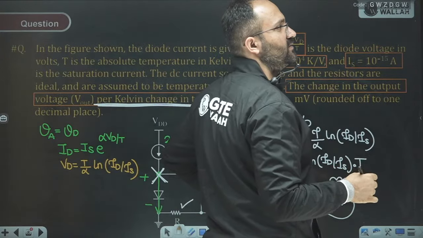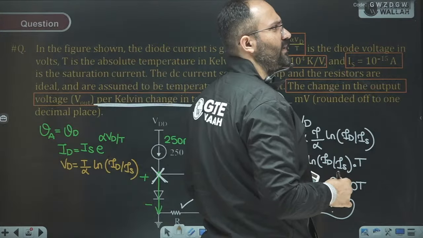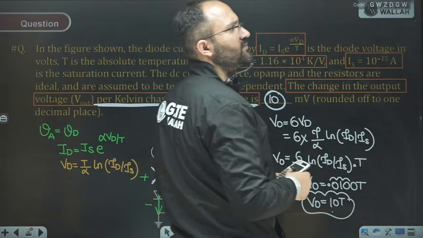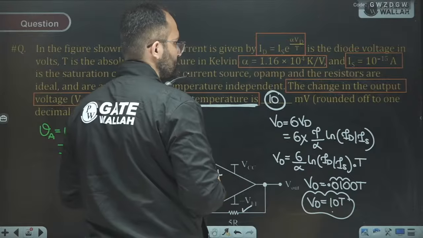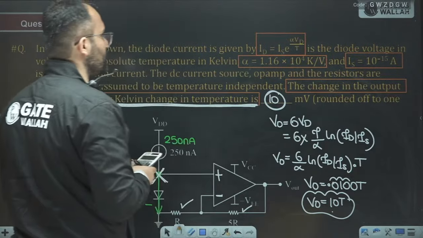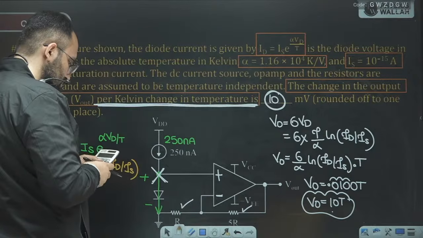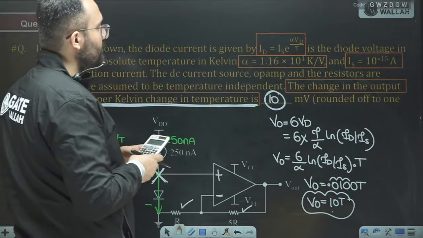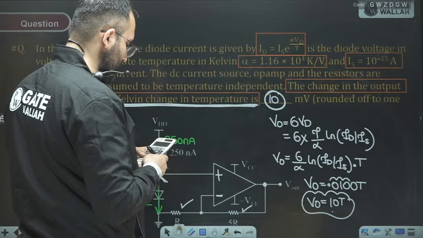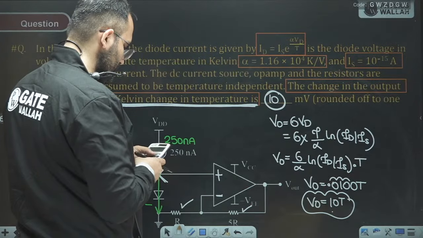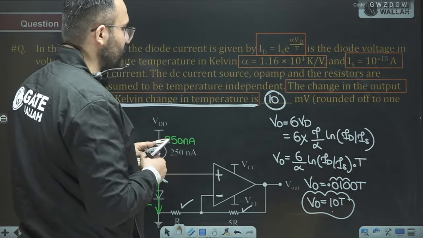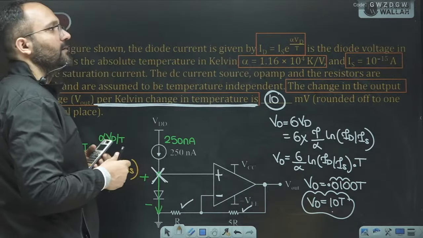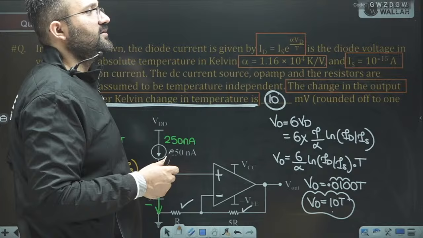Please check. Minus 4.28. No, it will increase, so it will be positive and it will be this. Please check. All of you are able to do it or not. ln of 250 nanoampere. Yeah, this is correct. Okay, all of you are able to do it or not?